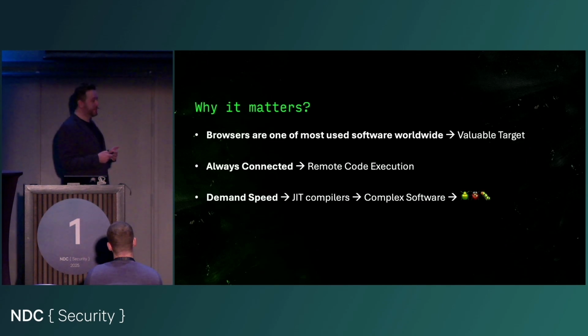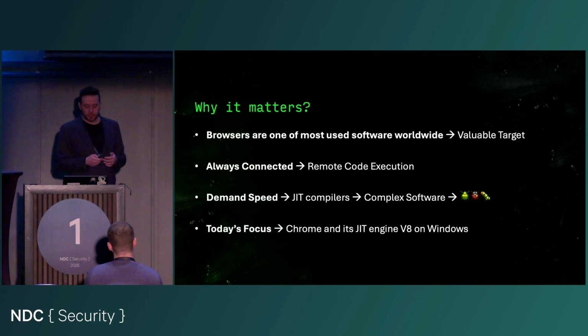Browsers also demand speed, meaning that we need to serve fast every day. Many different tabs open at the same time, right? And that's why we have JIT compilers. More on that later, but JIT compilers basically help browsers to be fast. And JIT compilers are also very complex software, meaning that will lead to bugs, like most complex software will do. So today's focus is on Chrome, and specifically its JIT engine, V8 on Windows.